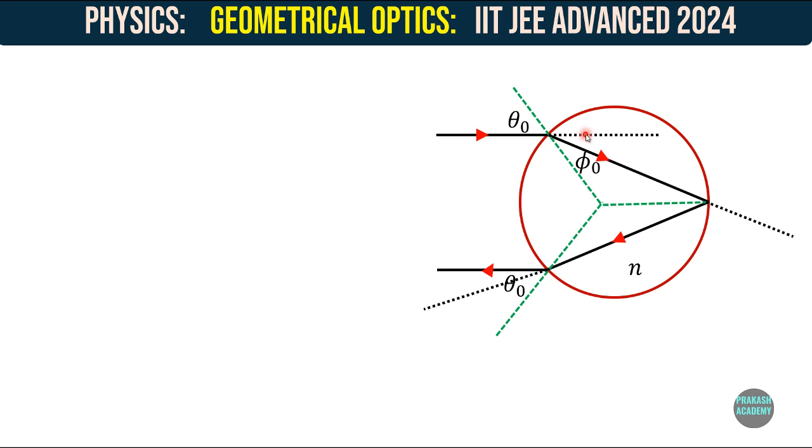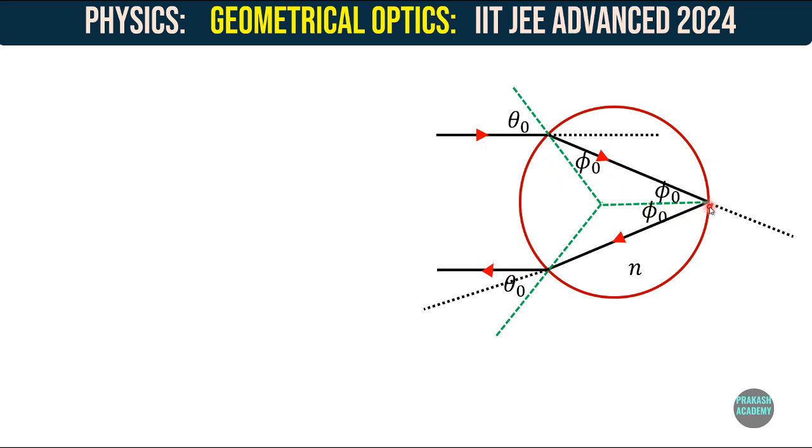So how much is this angle? This angle is theta naught, because these two angles are opposite angles, and this angle is phi naught. So this means this angle is theta naught minus phi naught, and this angle will be phi naught. Why? Because this is a radius and this is a radius, so this is an isosceles triangle. In an isosceles triangle, the angles on the base are equal. So this angle is phi naught and this angle is also phi naught.